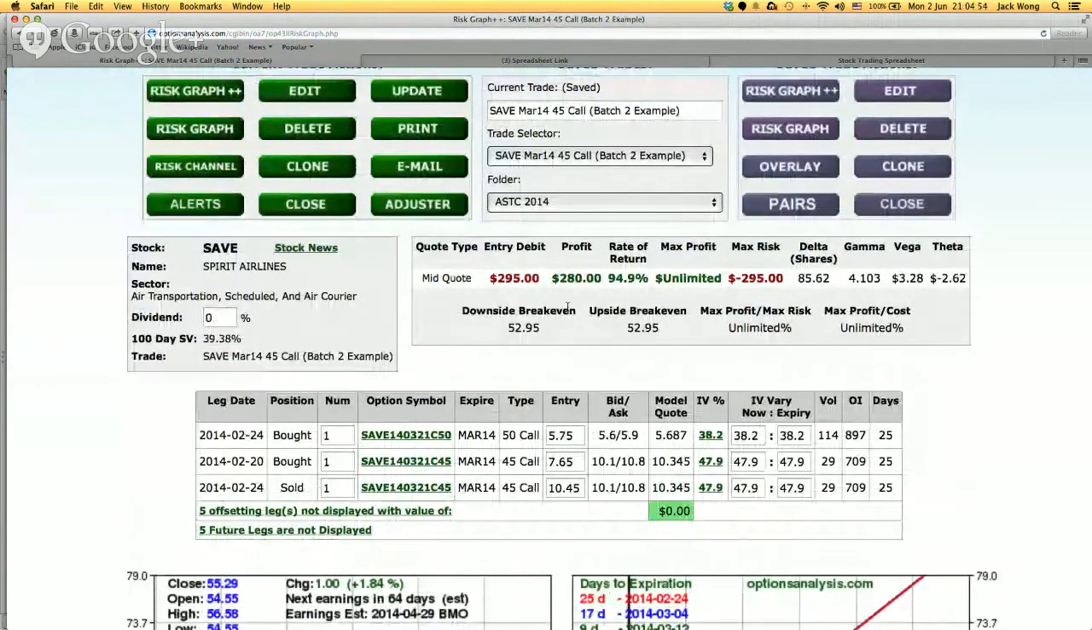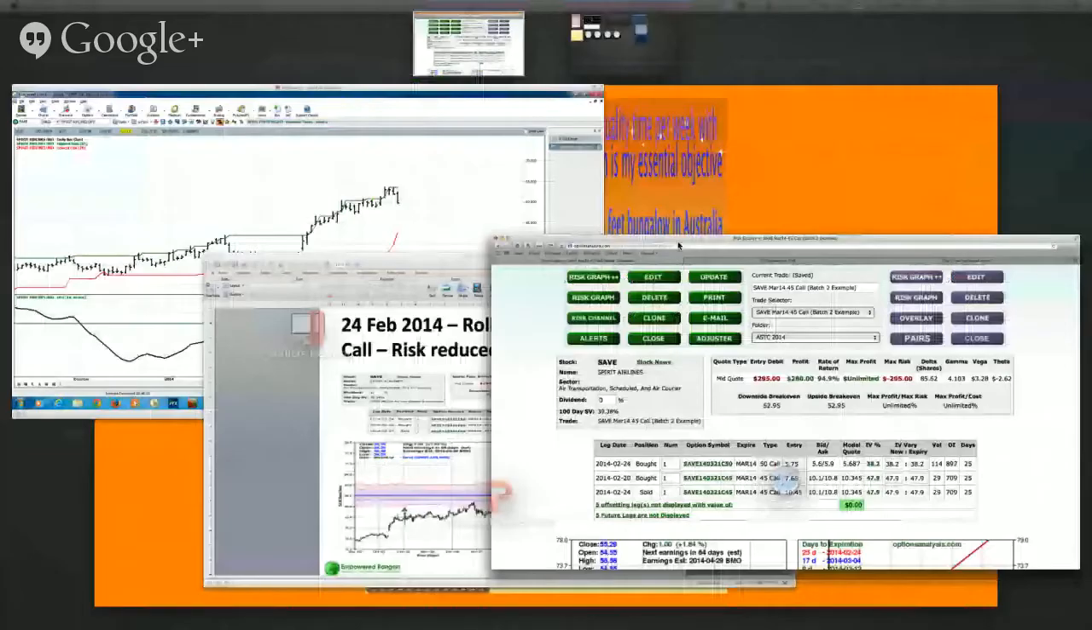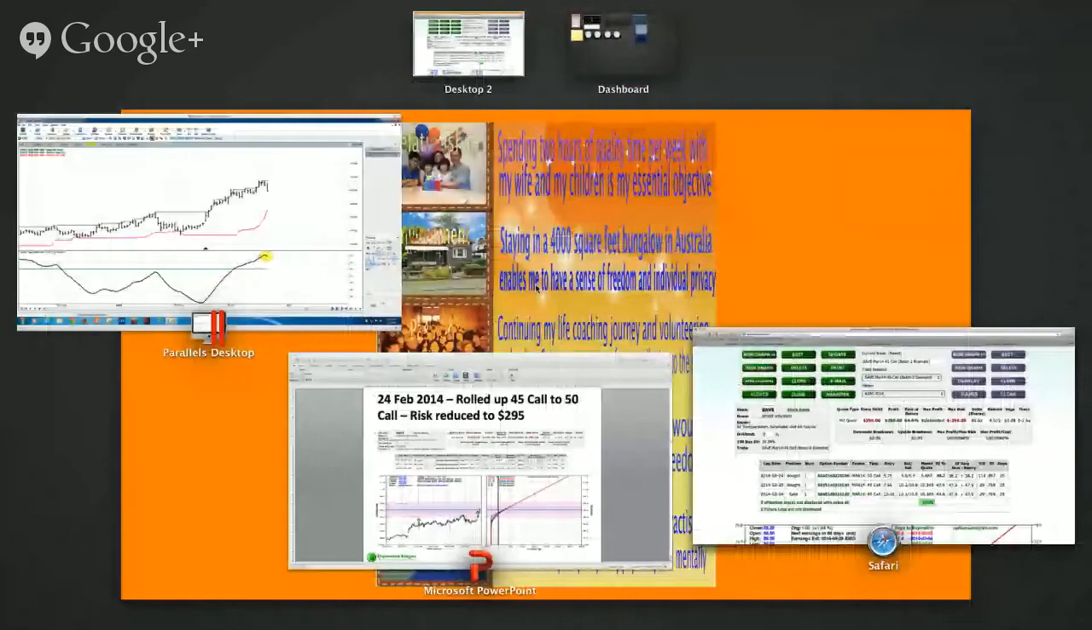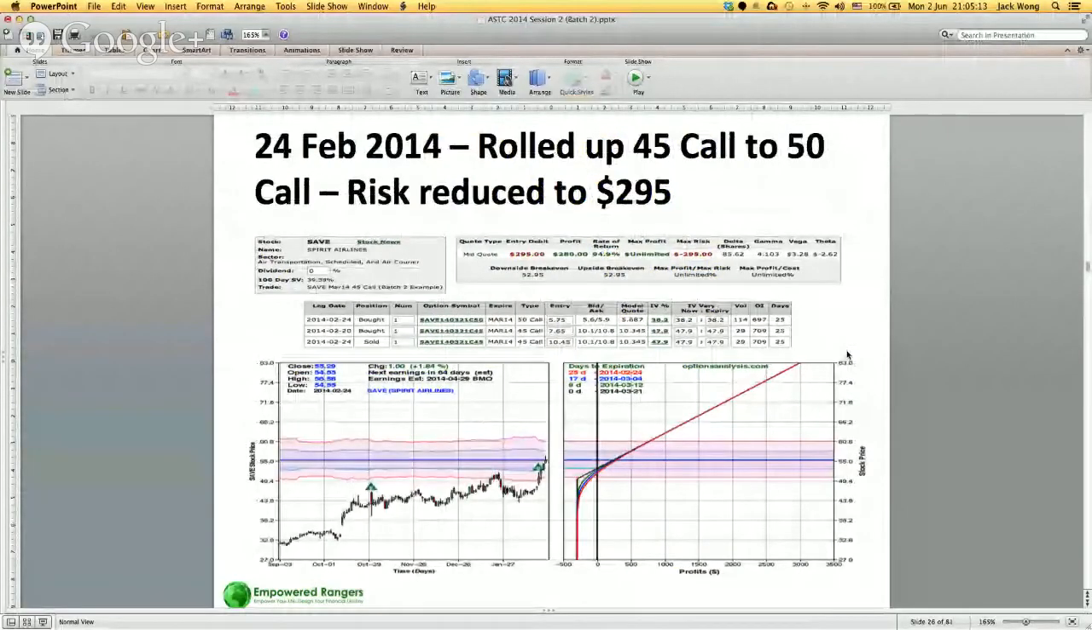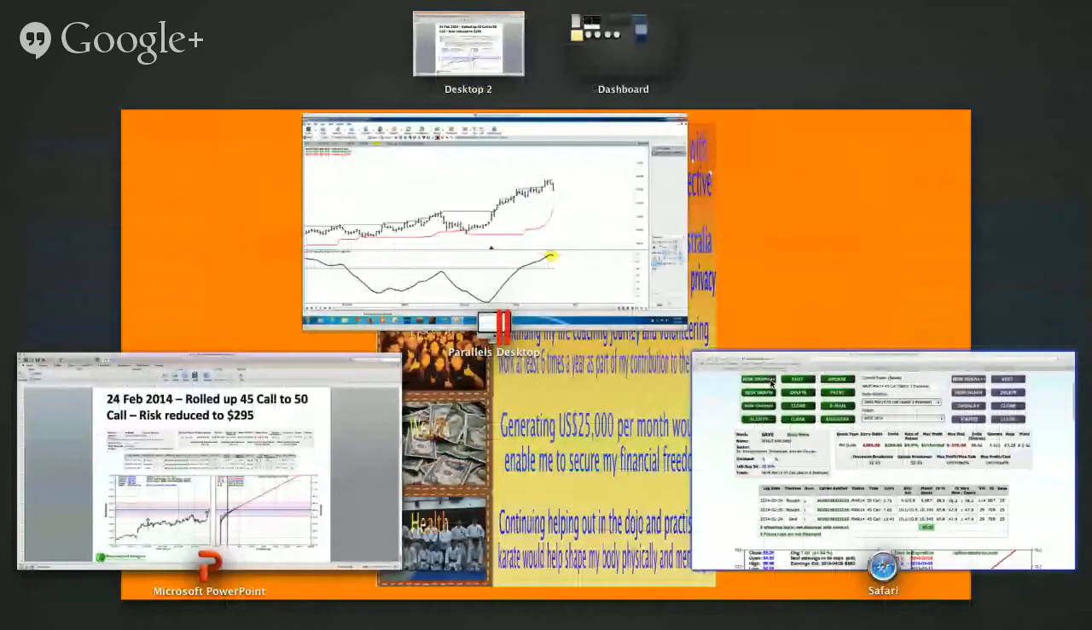Now we are going to use the technique called roll up. So what do I mean by roll up? In the first place, why do I do roll up? If you go back to my slides, on the 24th of Feb, the option had already exceeded the 75 delta and hit 90 delta. So how do I prove that?